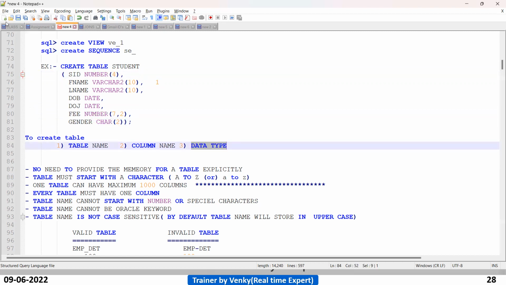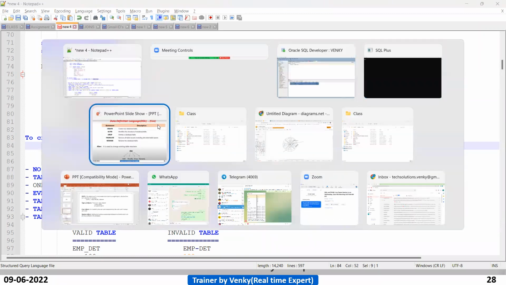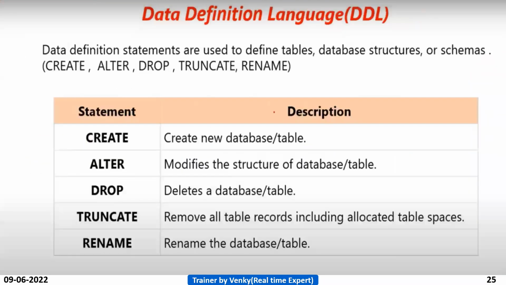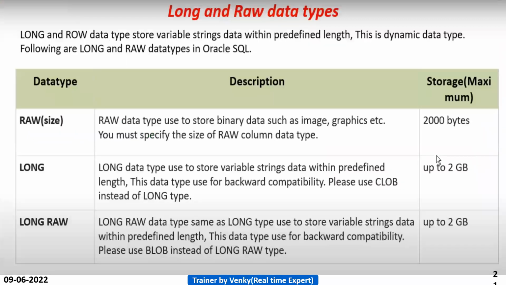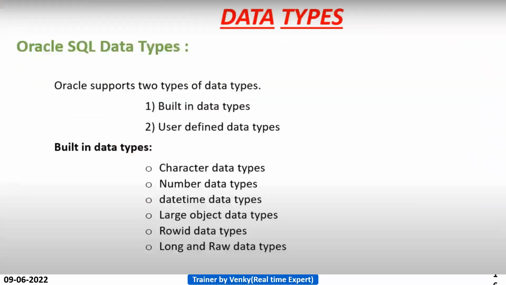So far we have discussed the background of this database and how it is stored. From tomorrow the actual practical session will start; from tomorrow it will be everything practical, no theory. There are multiple data types: character data type, number data type, date time data type, raw data type, long raw data type. Like that we have multiple data types.